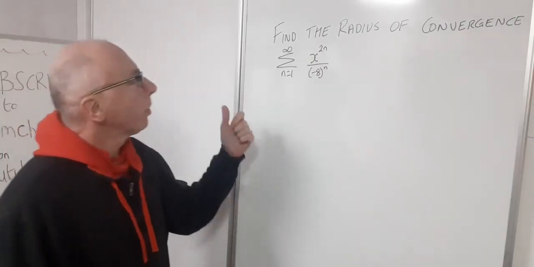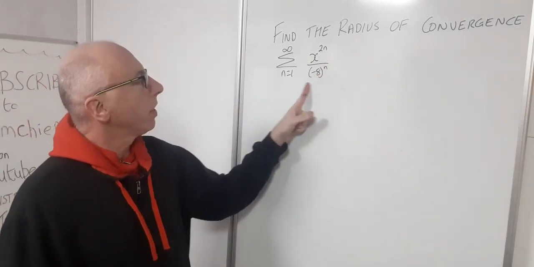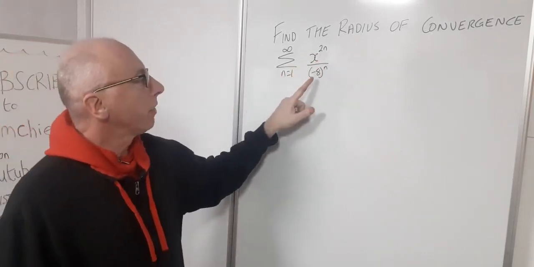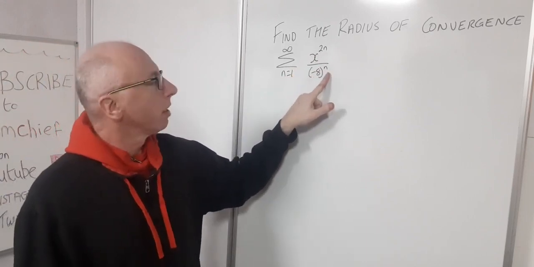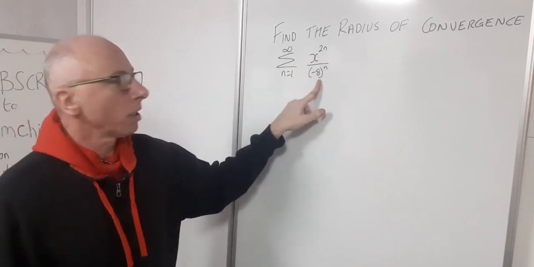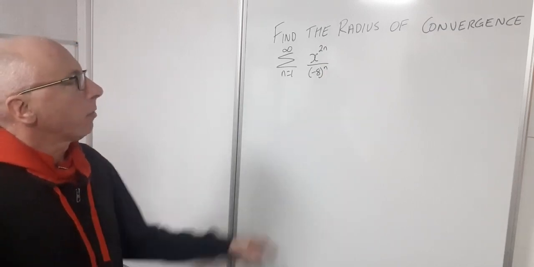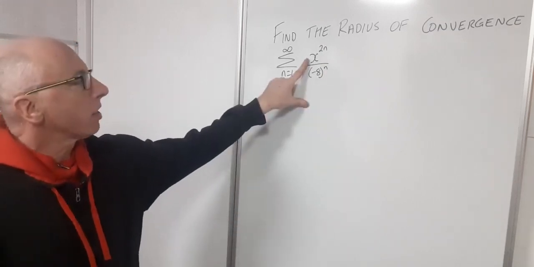So in this video, we're going to find the radius of convergence of this power series. So we've got x to the power of 2n divided by (-8) to the power of n. So this is going to be some sort of alternating series. Okay, well, first of all, we see here our x is on its own.